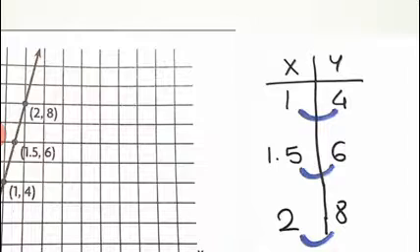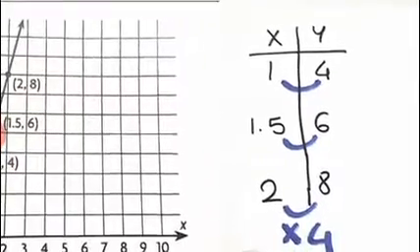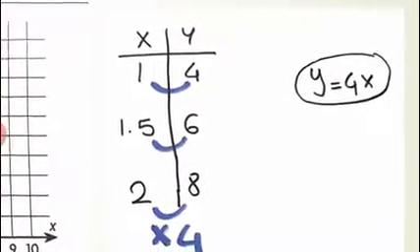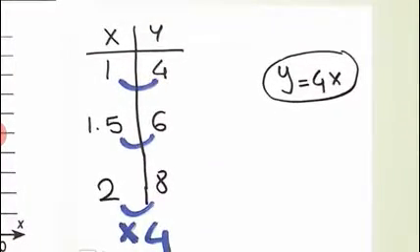1 times 4 is equal 4. The first one is right. 1.5 times 4 is equal 6 is right. 2 times 4 is equal 8. So we make x times 4 equal y. So our equation is x times 4 equal y, that we can write as y equal 4x.